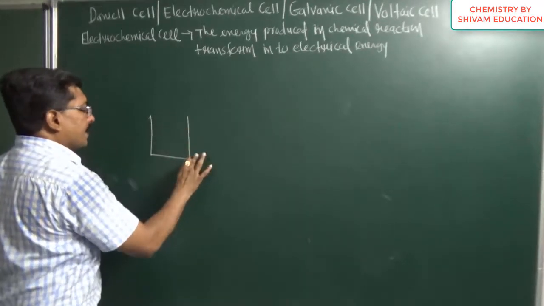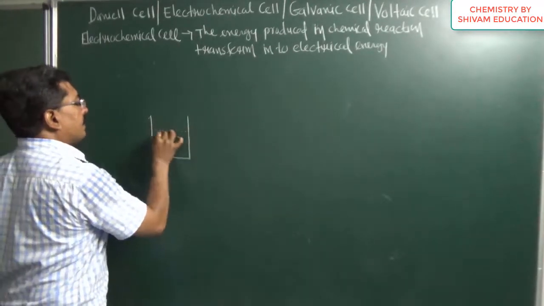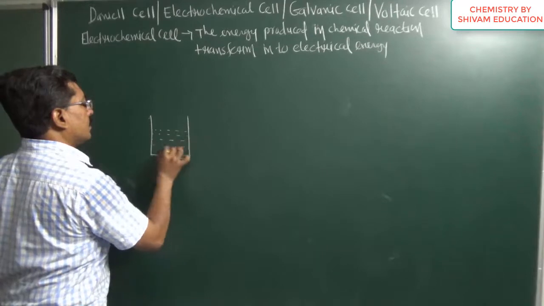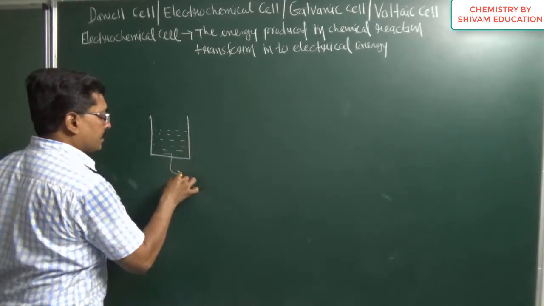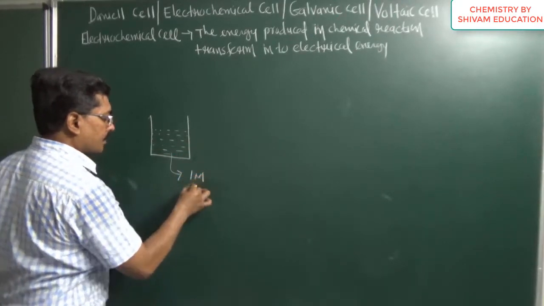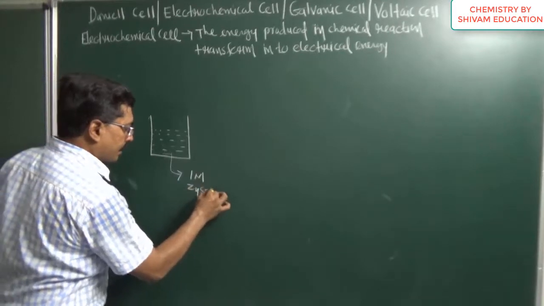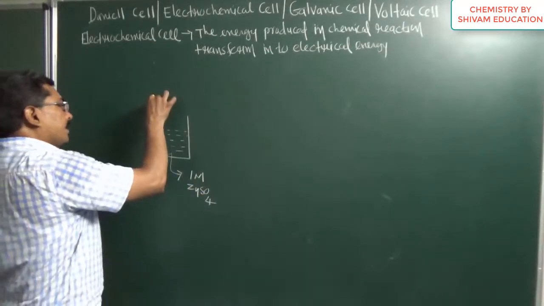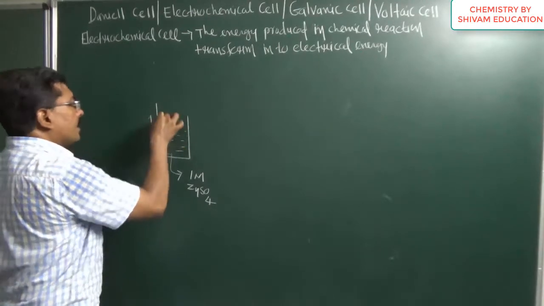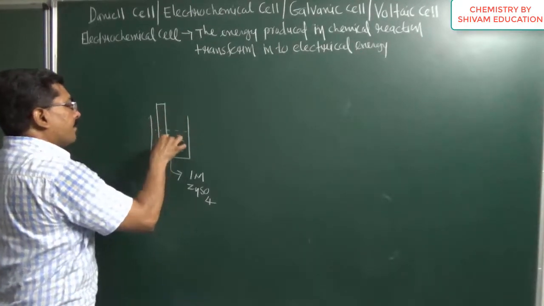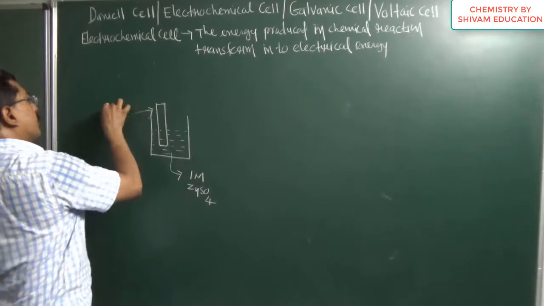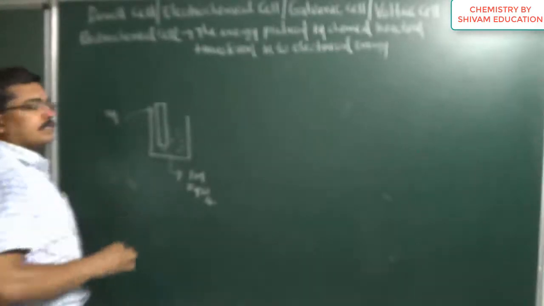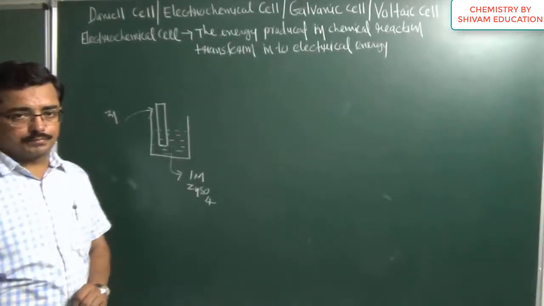So in this beaker A, I take a zinc sulfate solution. Now concentration of zinc sulfate solution is 1 molar. So in beaker A I have taken a 1 molar zinc sulfate solution. Now in this container I will dip a zinc strip having a fixed weight. So I have put a zinc metal or zinc strip into it.